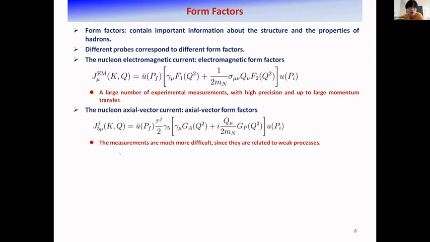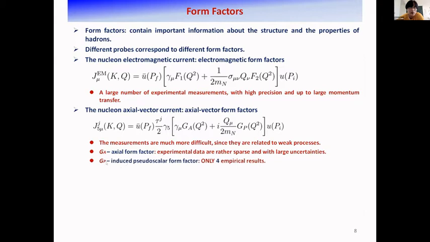For these form factors, the measurements are much more difficult since they are related to weak processes. GA is the axial form factor. Its experimental data are rather sparse and with large uncertainties. We will see it later. And GP, the induced pseudoscalar form factor, has only 4 empirical results. I will show you later also.